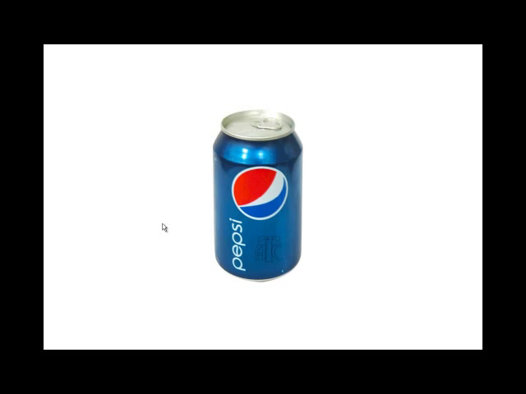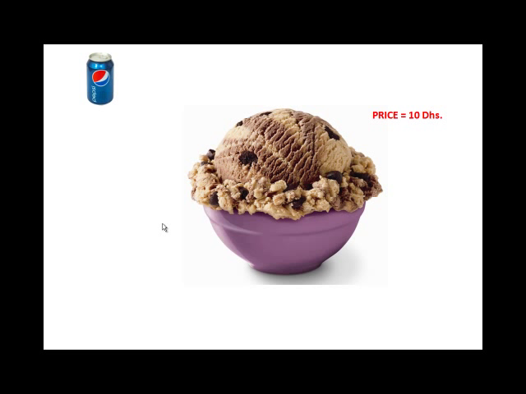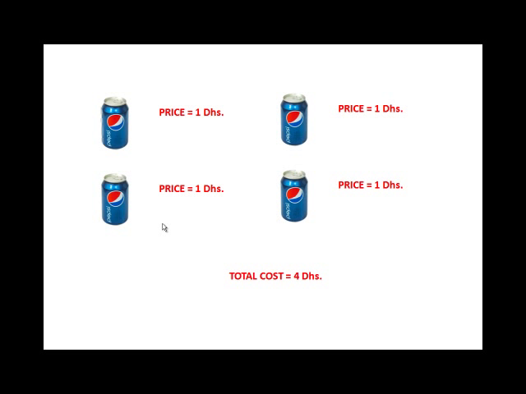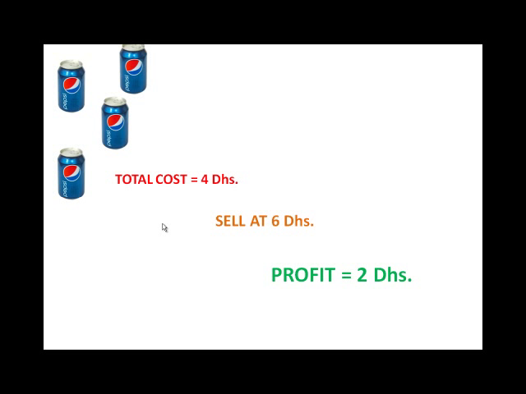I may not have a desire to drink Pepsi, but I need something more expensive like ice cream, which costs 10 dirham. I only have 8 dirham in my pocket. I can play a trick. I will buy 4 Pepsi tins by spending 4 dirham and sell them at the price of 6 dirham. In this way, I will earn a profit of 2 dirham, so I can buy an ice cream.